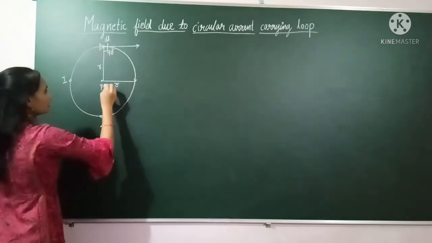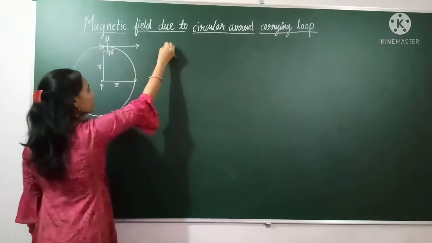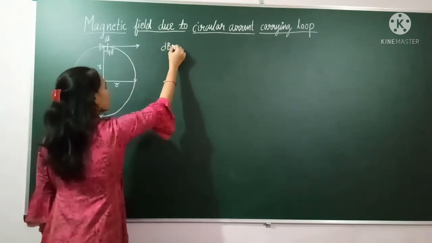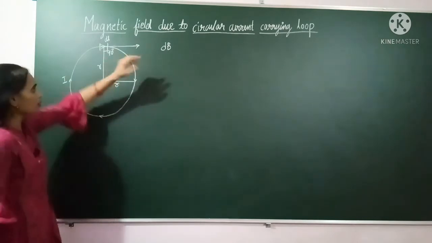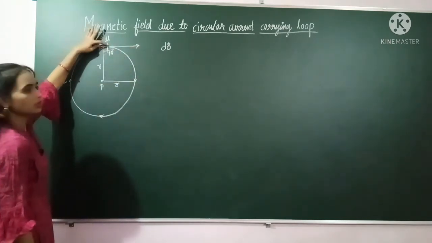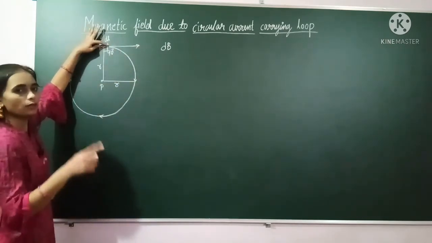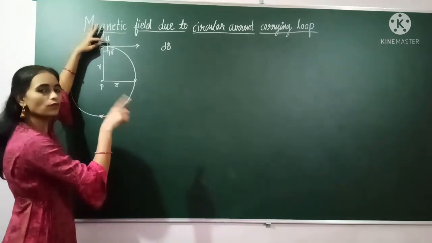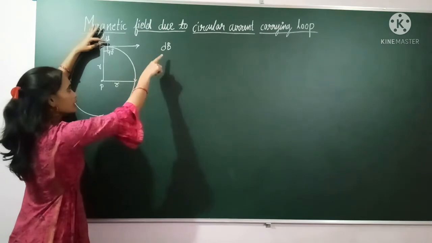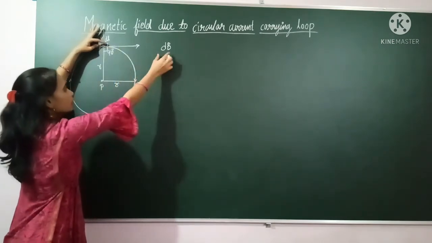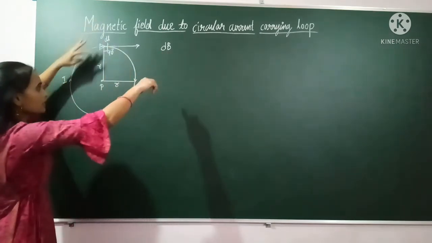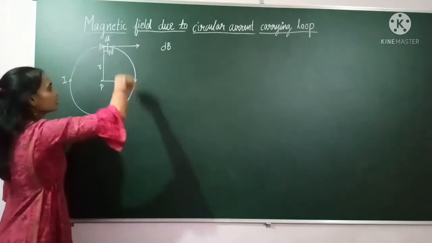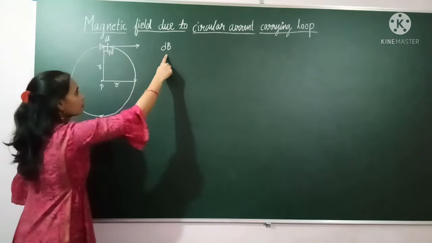Next, here we will use the Biot-Savart law. See here, Biot-Savart law is applicable only for a small current element. We cannot find the magnetic field of the whole wire directly using the Biot-Savart law. So first we will take the small current element, calculate the magnetic field, and after that if you integrate that equation, then we will get the magnetic field for this complete wire.